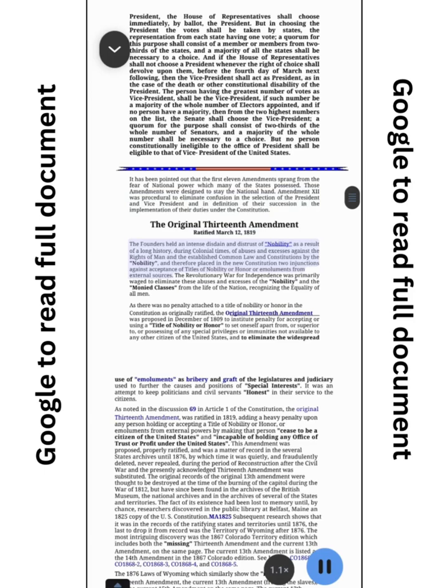Ratified March 12, 1819. The founders held an intense disdain and distrust of nobility, as a result of a long history, during colonial times, of abuses and excesses against the rights of man and the established common law and constitutions by the nobility, and therefore placed in the new Constitution 2 injunctions against acceptance of titles of nobility or honor or emoluments from external sources. The Revolutionary War for Independence was primarily waged to eliminate these abuses and excesses of the nobility and the moneyed classes from the life of the nation, recognizing the equality of all men.